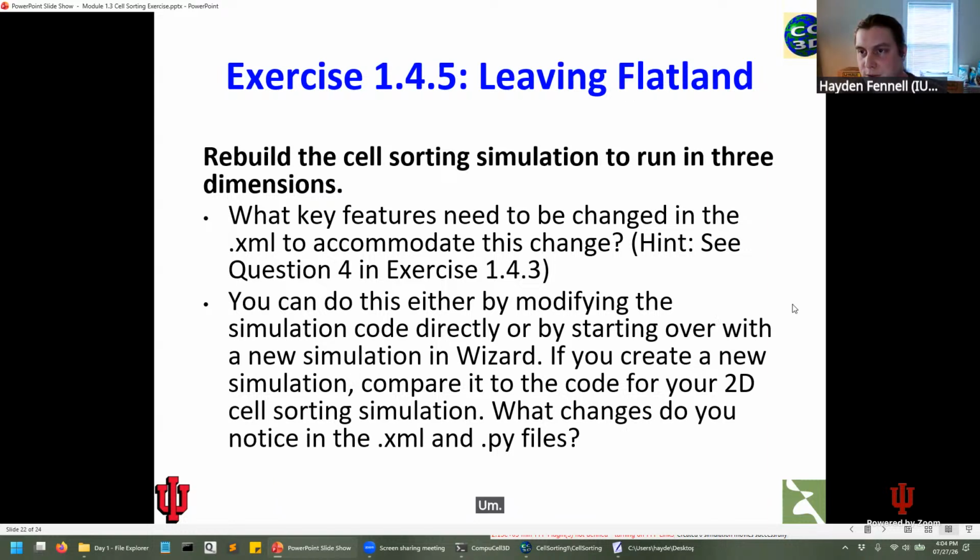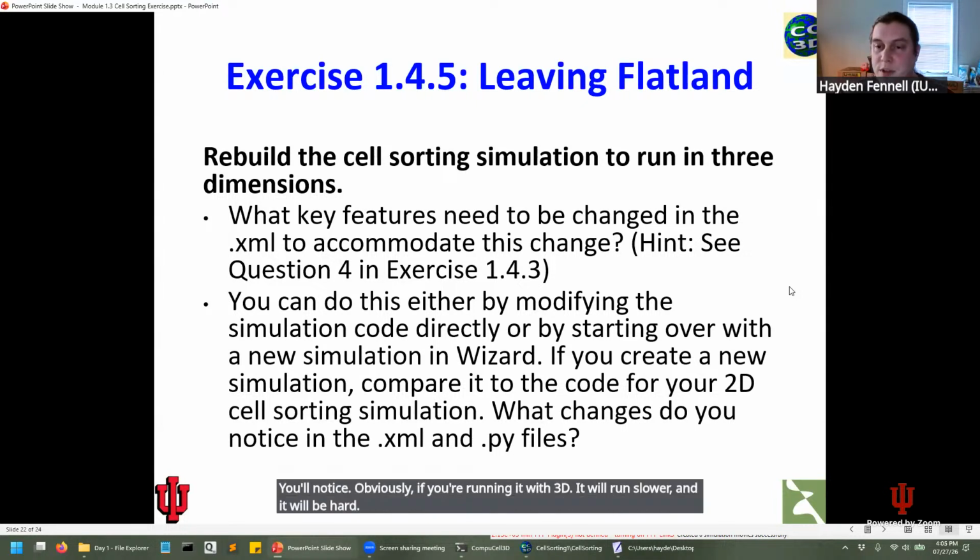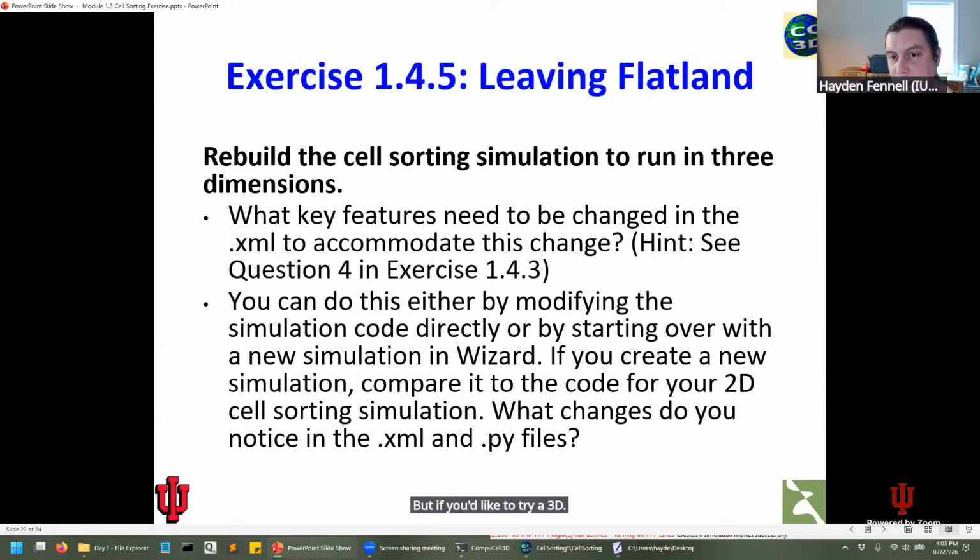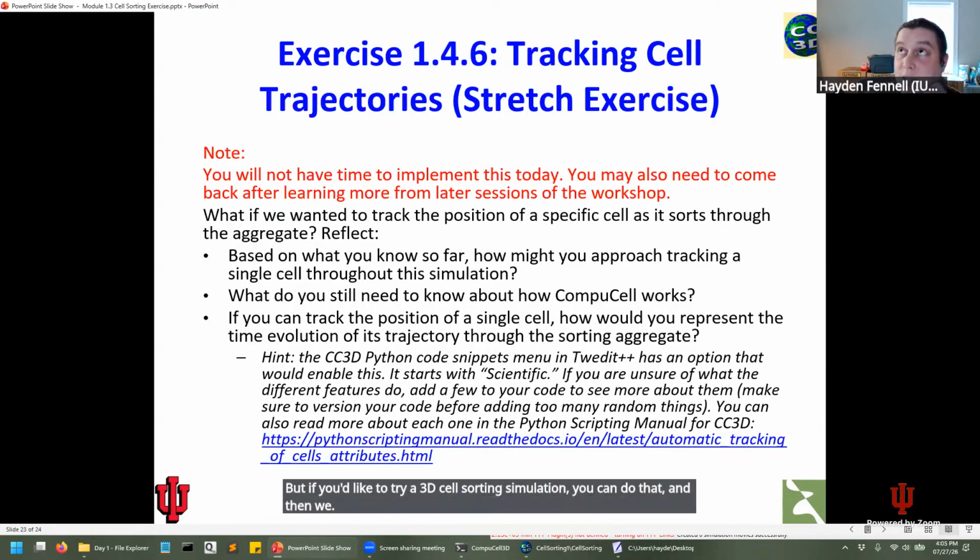You'll notice, obviously, if you're running it in 3D, it will run slower and it will be harder to see the sorting behavior. But if you'd like to try a 3D cell sorting simulation, you can do that. And then we have a stretch exercise here.